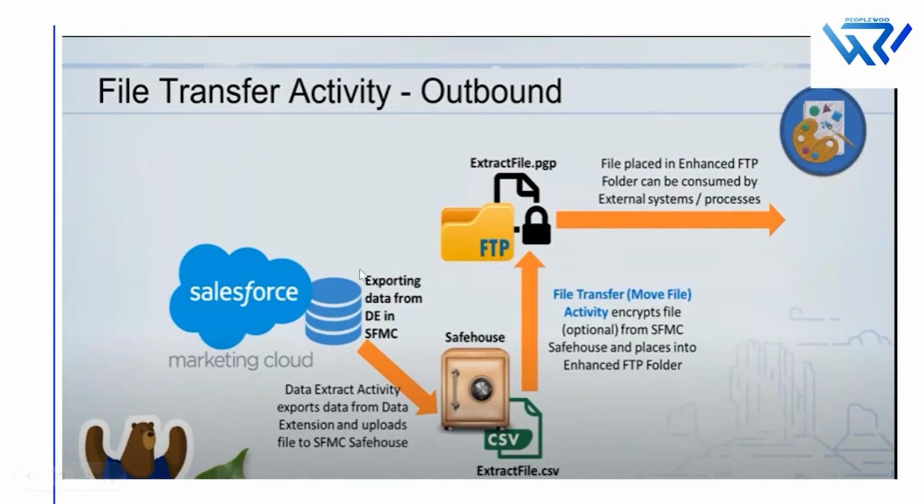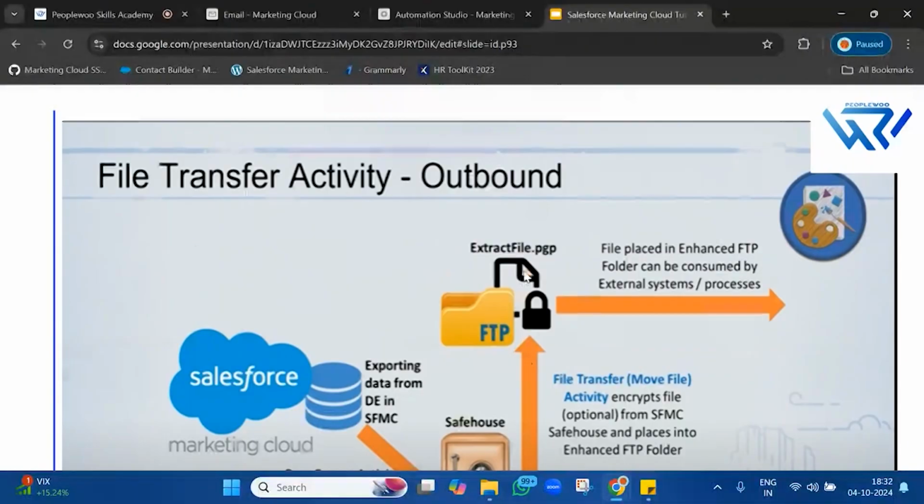I extracted the data extension. It went to Safehouse. On Safehouse, I have a CSV file generated. From Safehouse, you have to send that data to an SFTP folder.